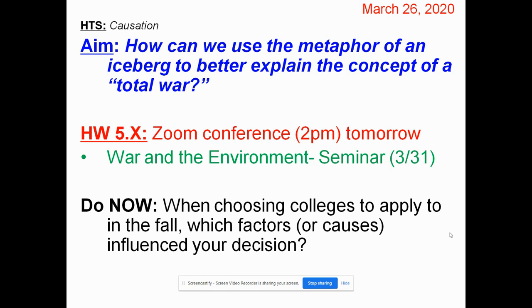For the opening question, I'd like you to put in your Google Doc, when you were thinking about colleges to apply to in the fall, what were some of the factors or causes that influenced your decision? So, for example, were you looking at specific programs? Were you looking at brand name recognition of the college? Were you looking at potential earnings for graduates for those schools? Were you looking at location, how far away it was from your house, the price plans for college? Like, what were some of those things, those ideas that percolated in your minds?